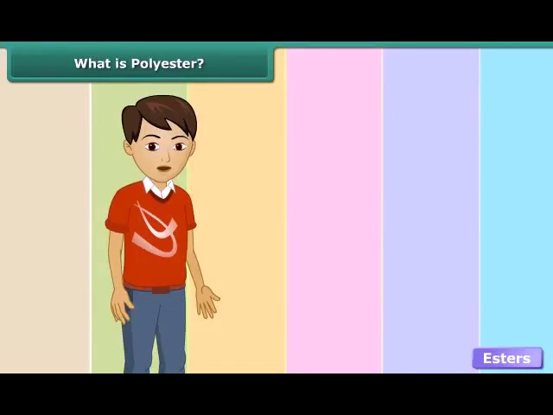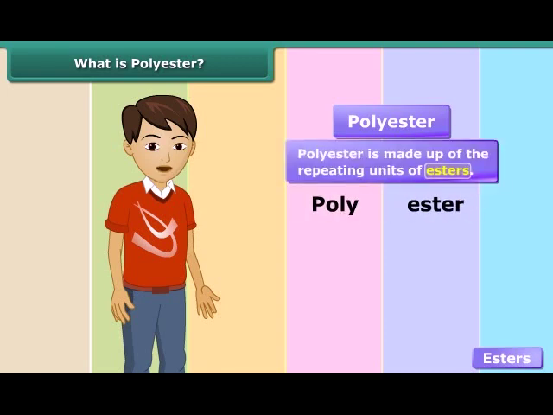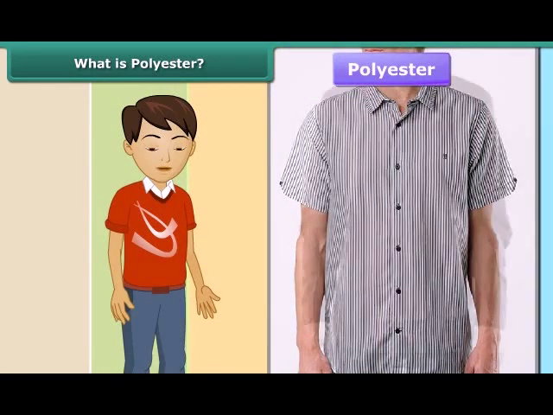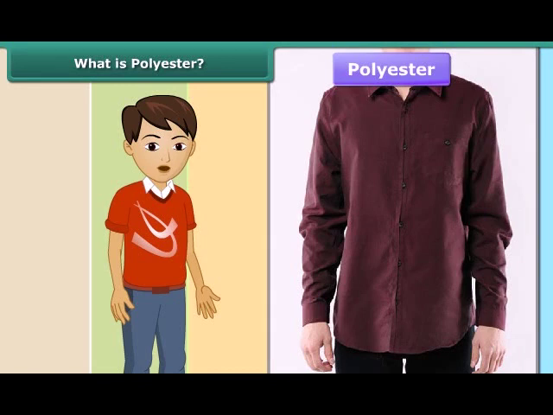Can you guess just by hearing the word polyester what it is made up of? As the word polyester comes from words poly and ester, it is clear that it is made up of repeating units of esters. You must have seen people wearing nice polyester shirts and other dresses. Fabrics made of this fiber do not get wrinkled easily, remain crisp, and are easy to wash.